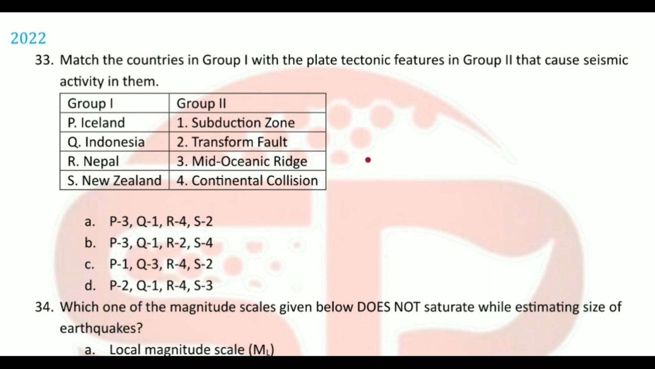When it comes to Iceland, it is on the mid-oceanic ridge, along the mid-Atlantic ridge. Then Indonesia is in a subduction zone. Nepal is a continental collision zone, and New Zealand is a transform fault zone. Iceland is 3, so P3, Q1, then R is 4, S is 2. The answer will be A.